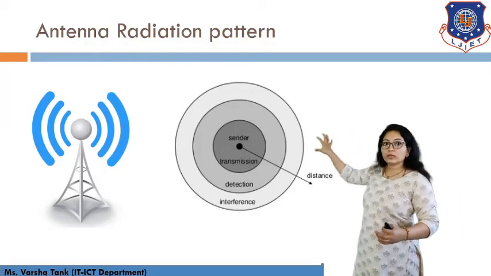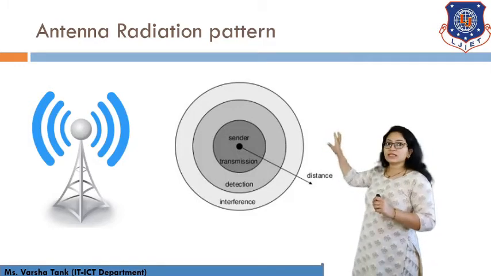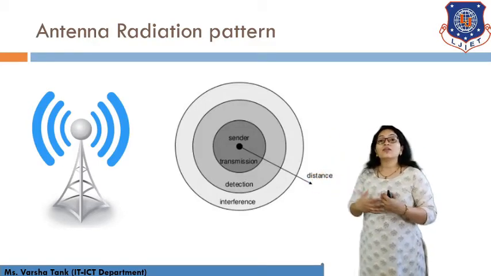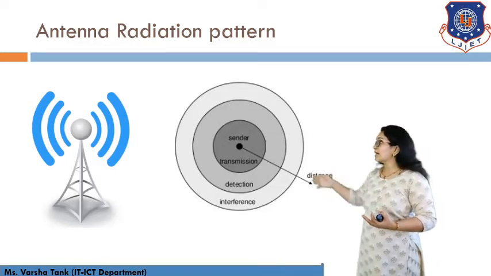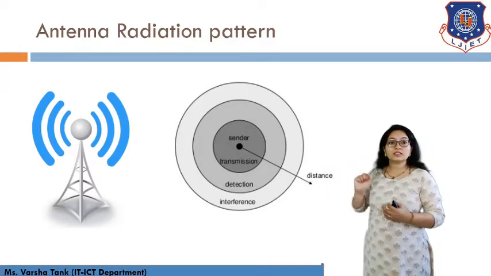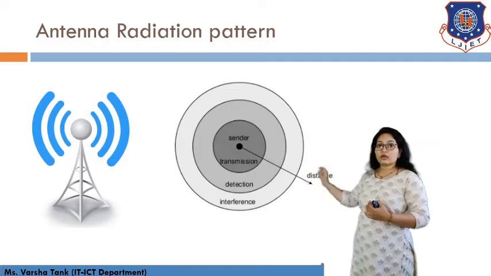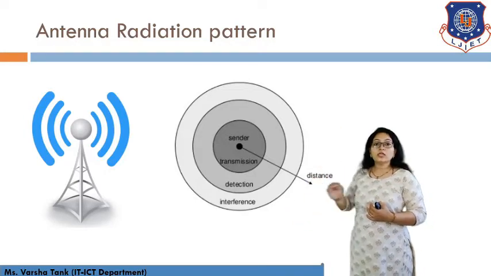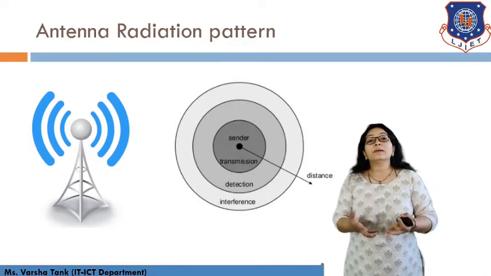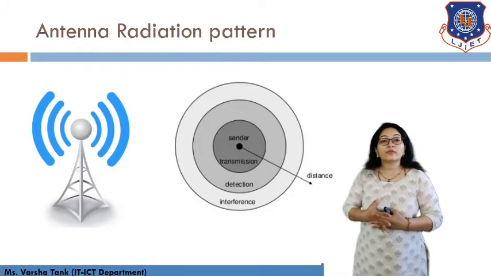Here, in this hexagonal cell, that is one antenna, and here we can see that is a sender. This dark gray range is the transmission range. Then the outer range is known as the detection range, and the last outer range is known as the interference range. The distance from that dot to here is the distance the signal can travel from the antenna. So these are the three different types of range.